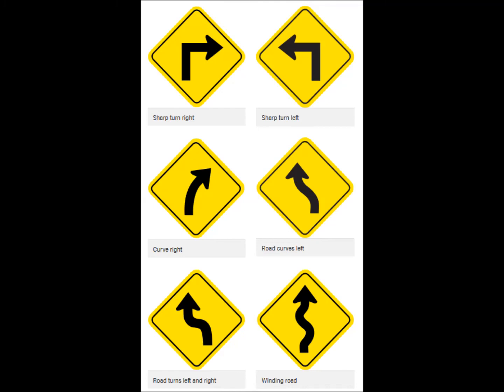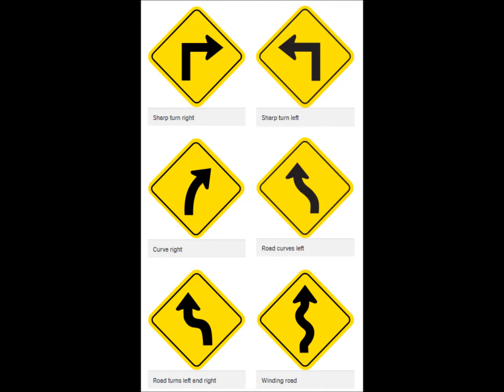Road turns left/right. Image description. A yellow diamond with a black outline, a black arrow going up, then curving to the right, to the left, to the right again, and going on straight. Winding road. Arrow going up, then curving a 90-degree angle to the left, and an angle to the right again, so it is going up.